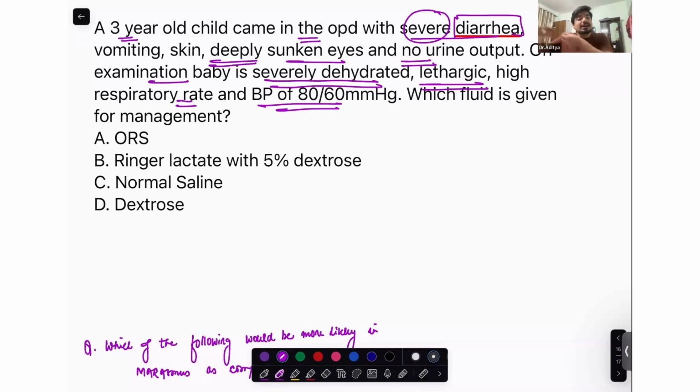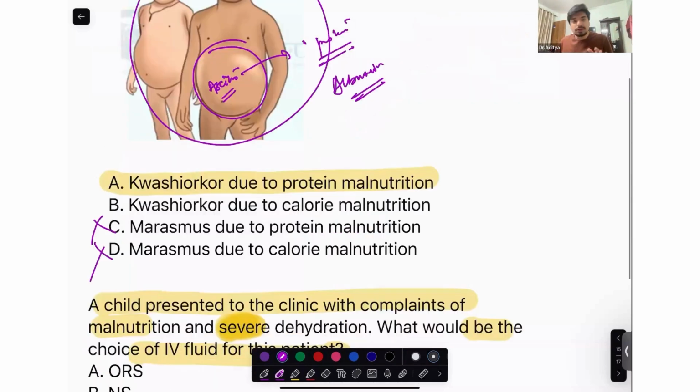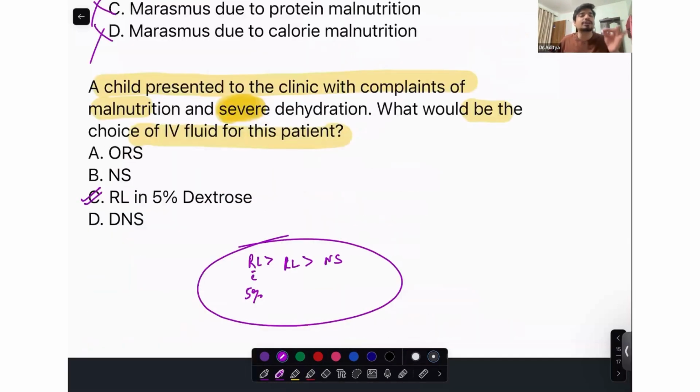So again, this is the clinical variant of the last question. If we go to this last question, it had directly asked what is the choice in severe dehydration.